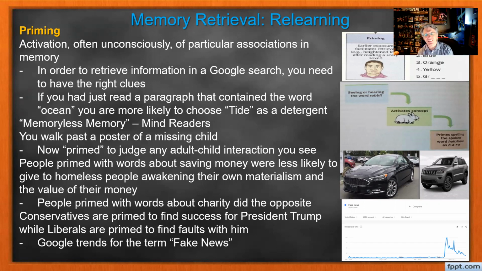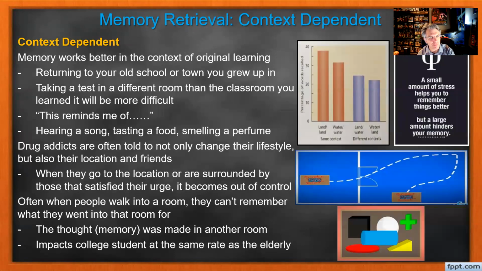Conservatives are primed to find success for President Trump. Liberals are primed to find faults with him because we want to be reinforced with, did I vote for the right person? In the last election, take a Google search for the term fake news. Fake news was not a term for years and years. And then suddenly we hit the election of 2016 and it's put into our head. And now we're primed. We find one story that might have been a little bit off, and now we're primed that all the news is fake or conspiracies or anything like that. That's part of priming.